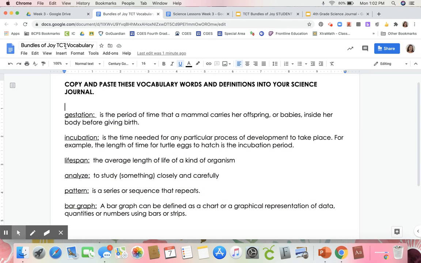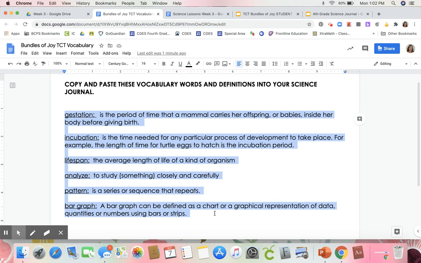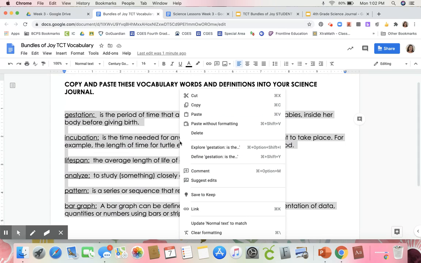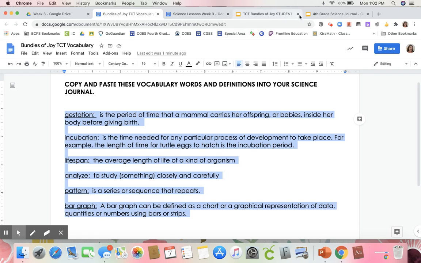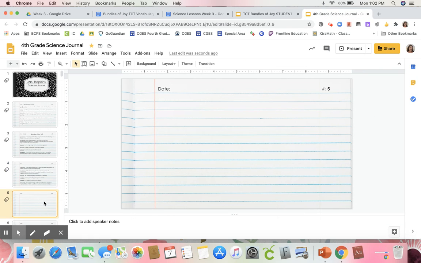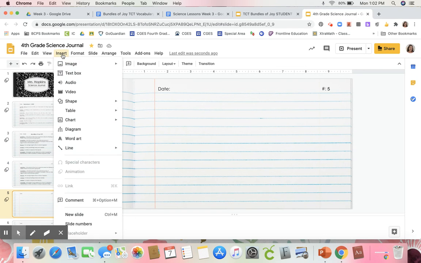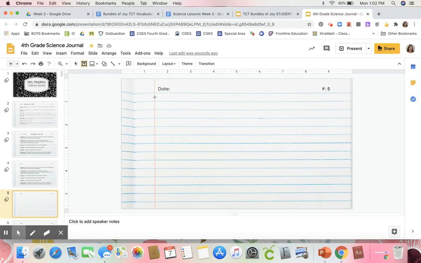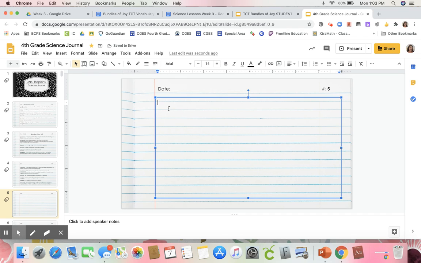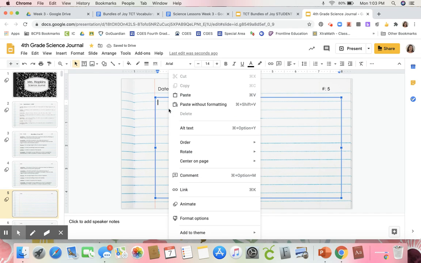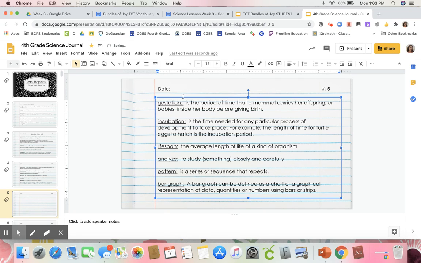Come over to your Bundles of Joy TCT vocabulary. Click and drag to highlight. Right click, which is 2 fingers. Copy. Come over to the science journal. Insert text box. Click and drag to open up a text box. Cursor is there, ready. 2 fingers to right click and paste.